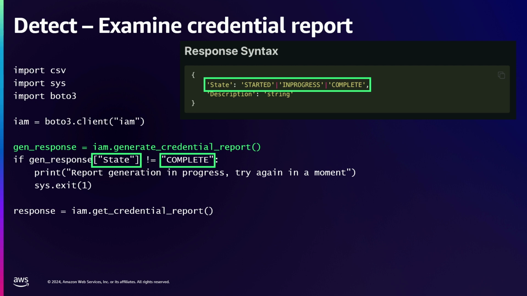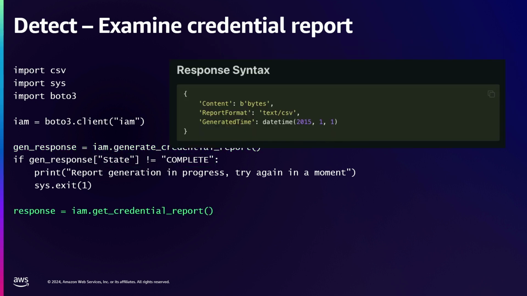Once we know the report is complete, we can move on to downloading it. And for that we can call getCredentialReport on the IAM API. This will actually fetch the content of the report. And again, you can see the response syntax includes it as this content field. So we just need to get the data of the report out of the API response and into a format that we can work with in code. The code for that is going to look a bit like this.